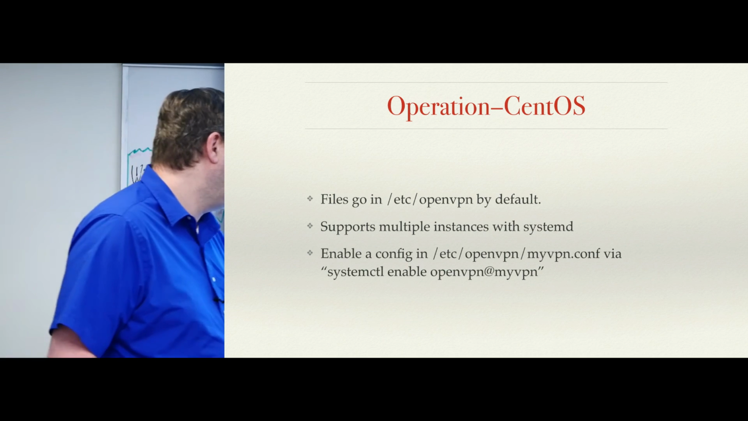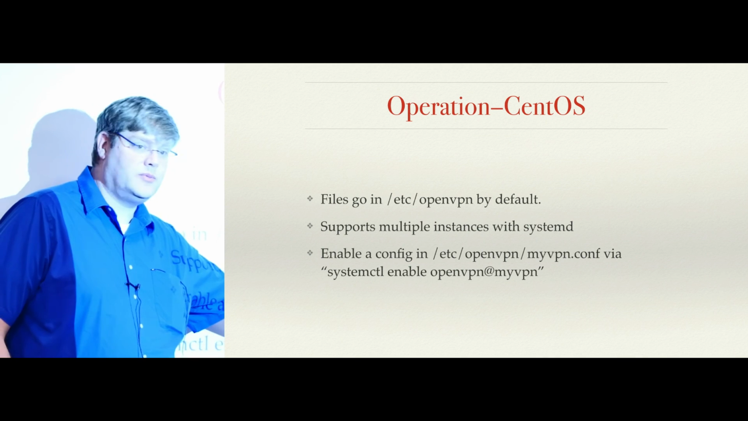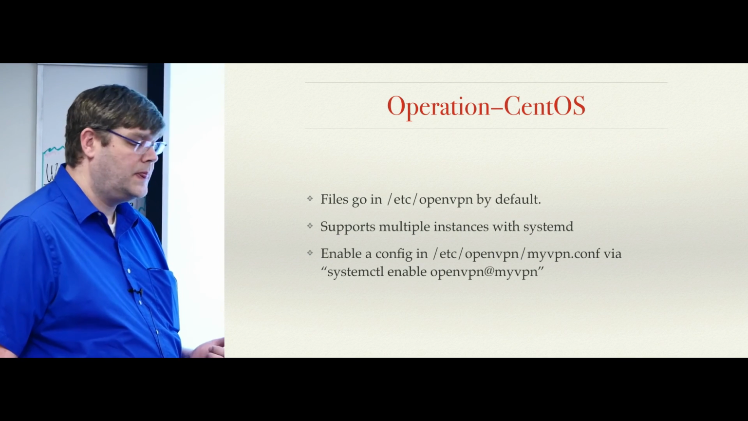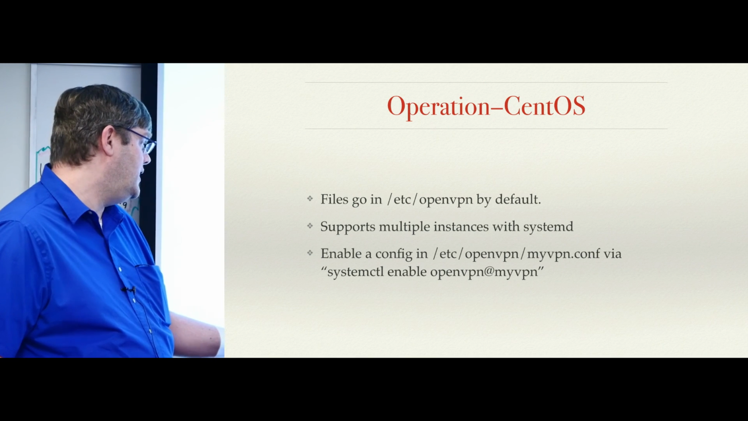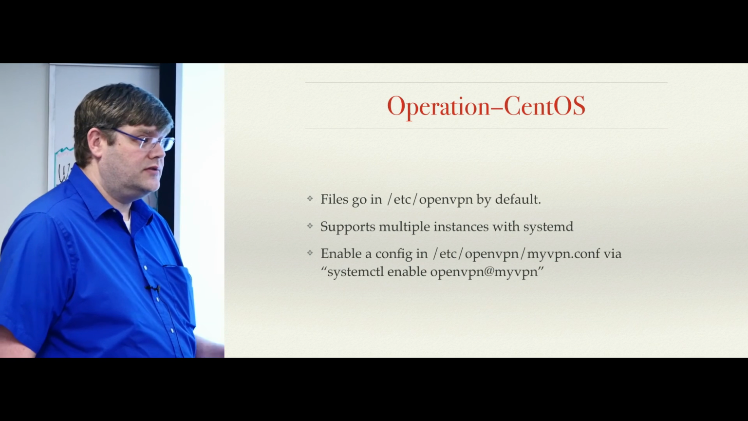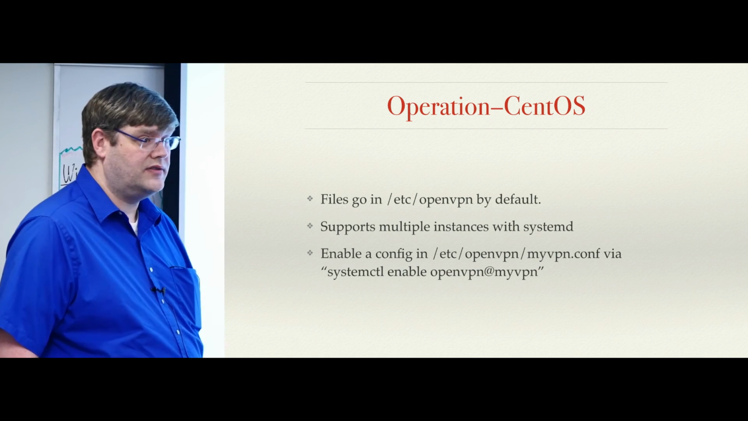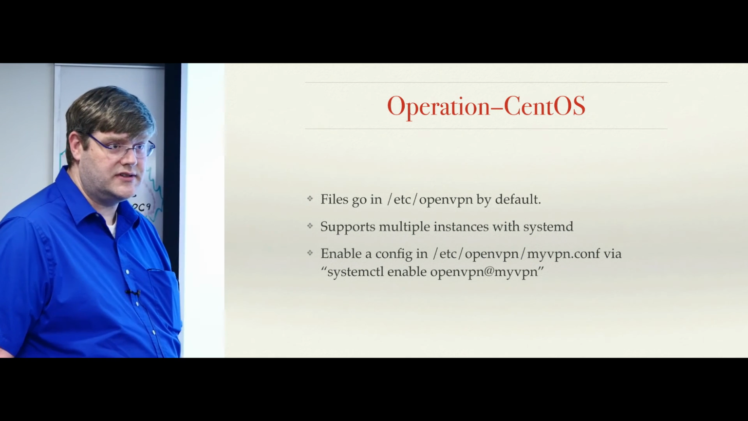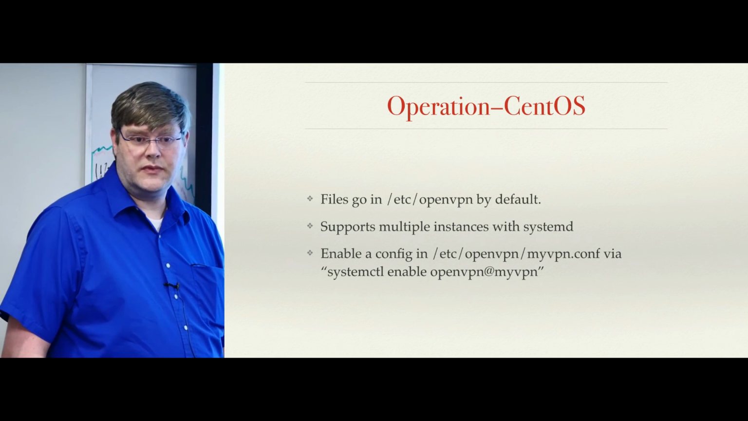And you just use this @ notation because it supports multiple instances. So if you have a myVPN config file, you can systemctl enable openvpn@myVPN, and starting that service will run OpenVPN with that config file. Similar facilities, I believe, exist on Ubuntu and other distros.